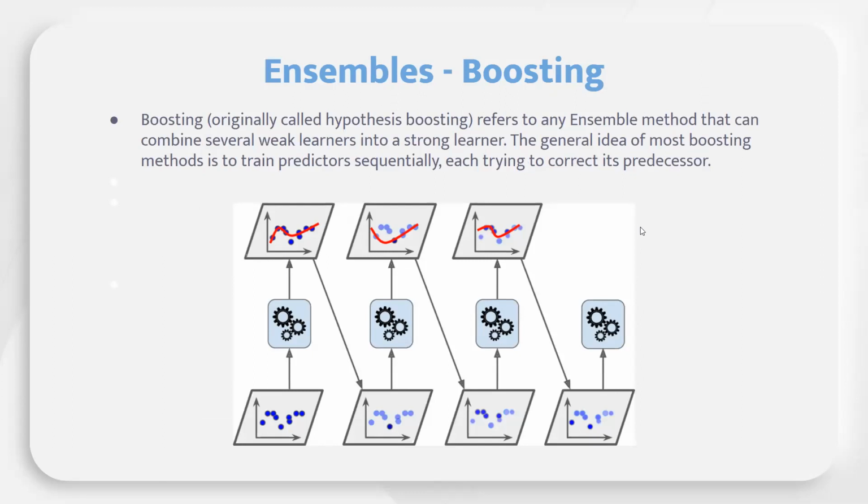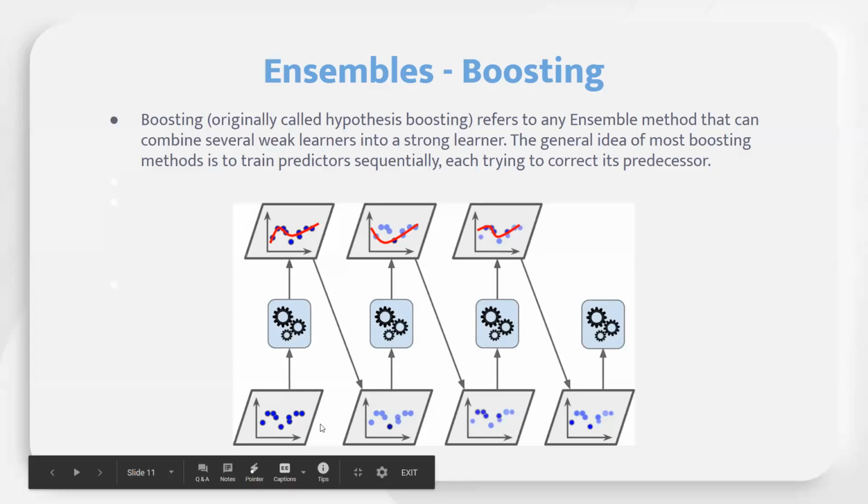The other algorithm is called boosting, which is the main focus in this lecture. Boosting, originally called hypothesis boosting, refers to any ensemble method that can combine several weak learners into strong learners. The general idea of most boosting methods is to train the predictors sequentially, each trying to correct its predecessors. So in this case, all the training data from our sample data is going to be trained through this training process.